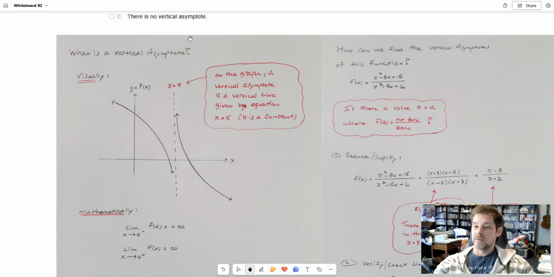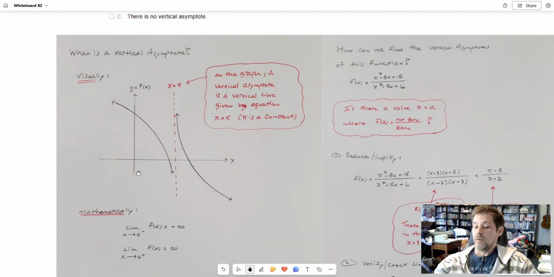Now, in general, a vertical asymptote, as a feature of a graph, is a vertical line. And vertical lines have an equation like x equals k, where k is some constant. It'll be x equals the number wherever that vertical line occurs on the x-axis. Here it's 4. So that's visually, all right?